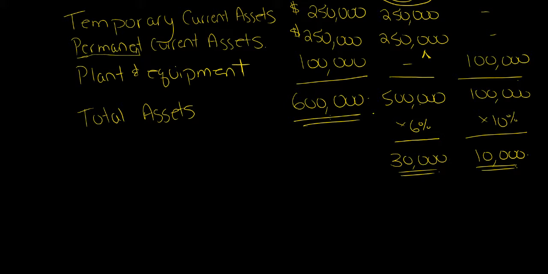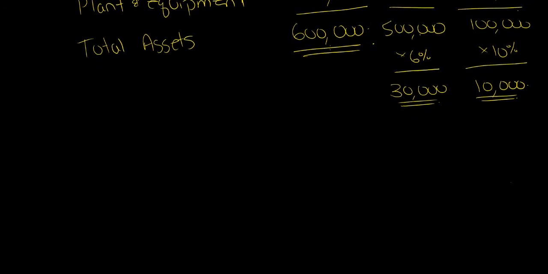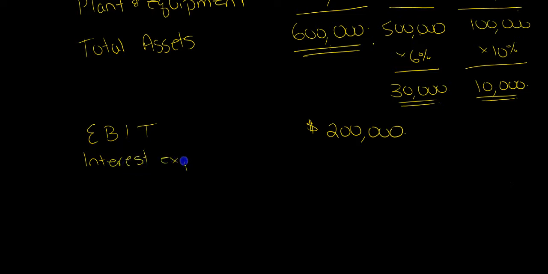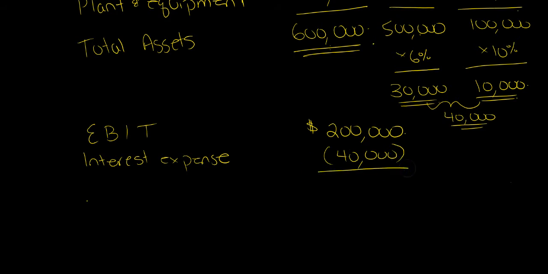Now, I just want to put together the bottom part of my income statement just to see how this affects my bottom line. So I'll start with earnings before interest and taxes. And let's just pretend that it's 200,000. And now I'm going to do my interest. And so if we just add those two up, the total interest is 40,000. So I can subtract 40,000 here. And then end up with earnings before tax.